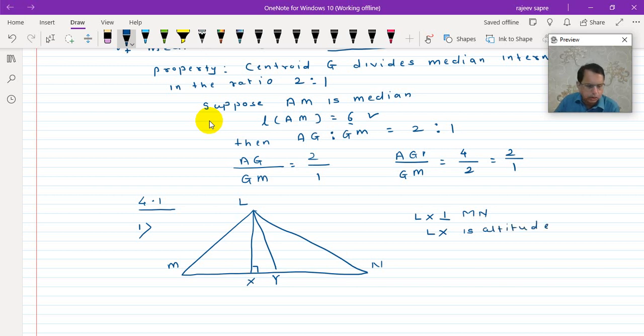Okay, and Y is the midpoint. Now it is not given that Y is the midpoint, but we will assume here Y is the midpoint. They should have given that the lengths MY and YN are equal. So we assume that Y is the midpoint of MN. As it is the midpoint of MN, LY is the median. Very, very simple.